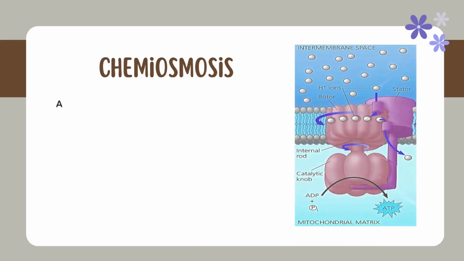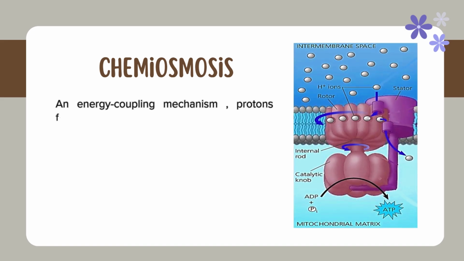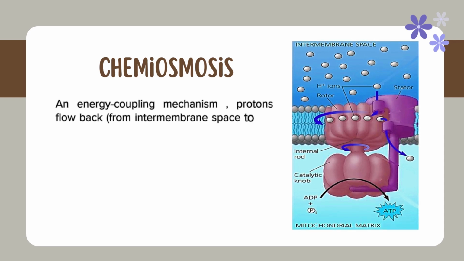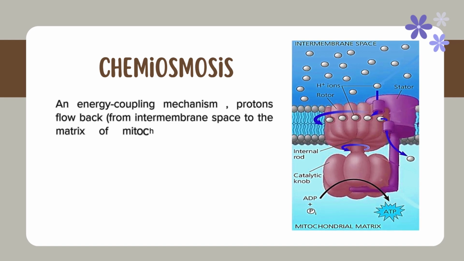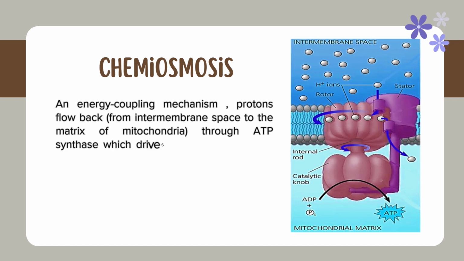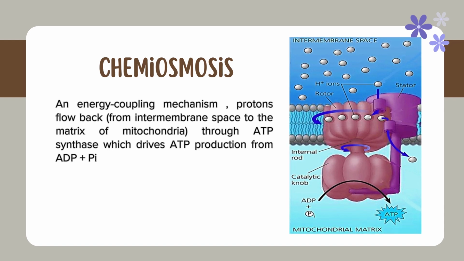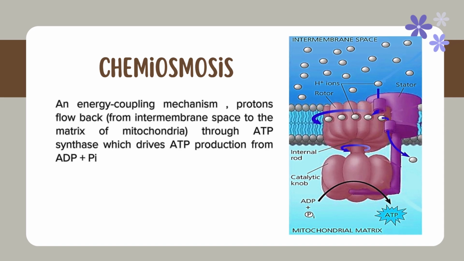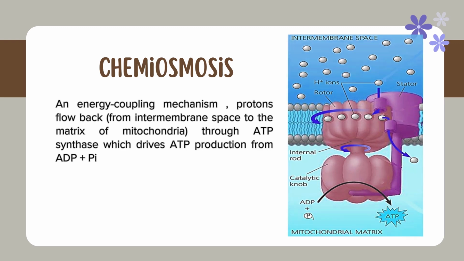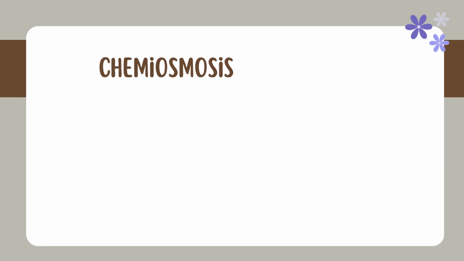Next, let's look at chemiosmosis, which is an energy coupling process that links the movement of protons to the production of ATP. During this stage, protons that have been pumped into the intermembrane space flow back into the mitochondrial matrix through an enzyme called ATP synthase. As the protons move through ATP synthase, the energy from their movement drives the conversion of ADP and inorganic phosphate into ATP. This is how chemiosmosis produces the cell's main energy molecule.